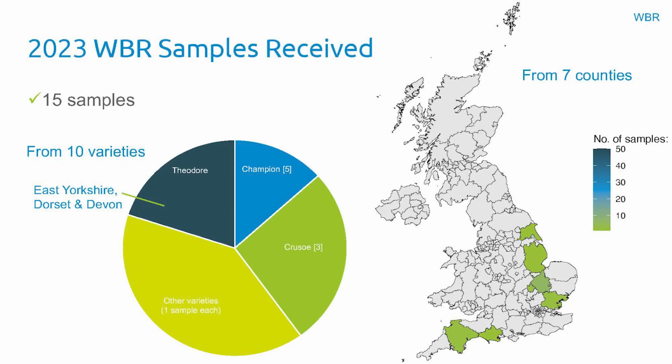I just wanted to point out that Theodore, in 2022 we had that isolate 22024 that was coming from the southwest. But in 2023, again, Theodore was infected, but it wasn't just confined to the southwest this time. Yes, we had Dorset and Devon represented in the samples we received, but also we had one from East Yorkshire as well.